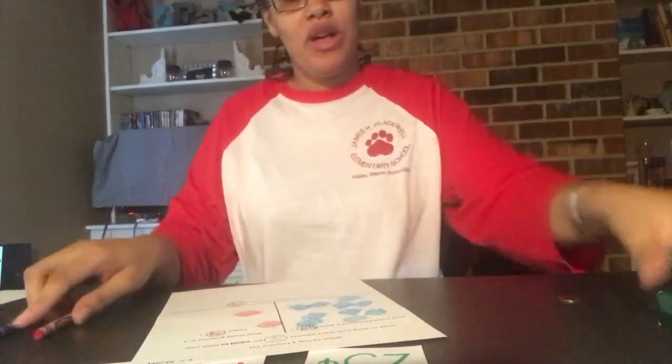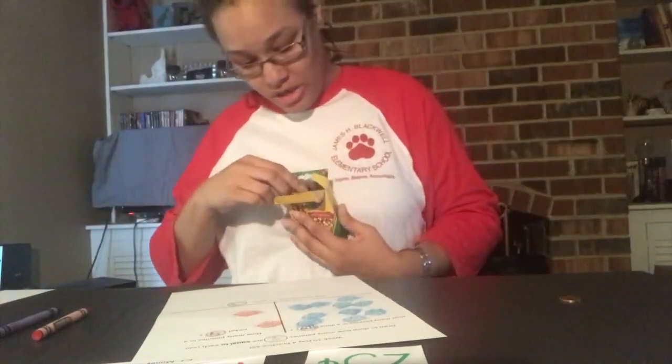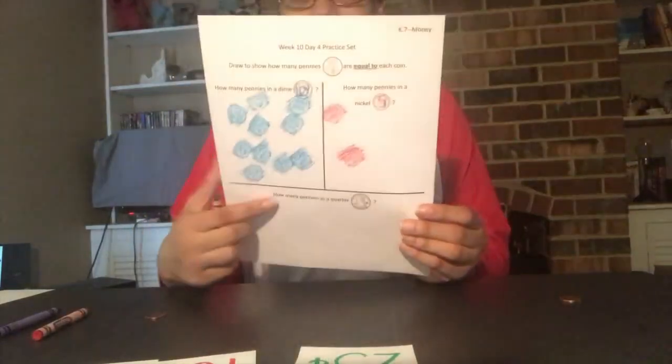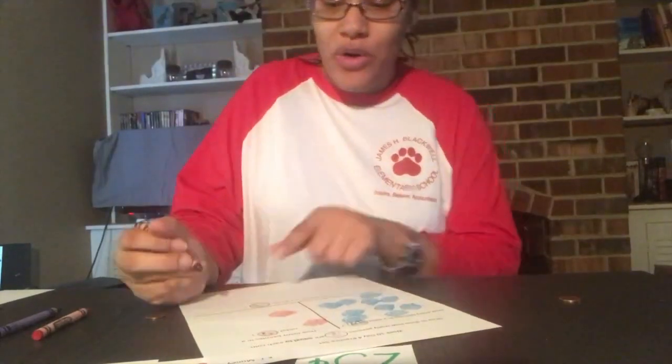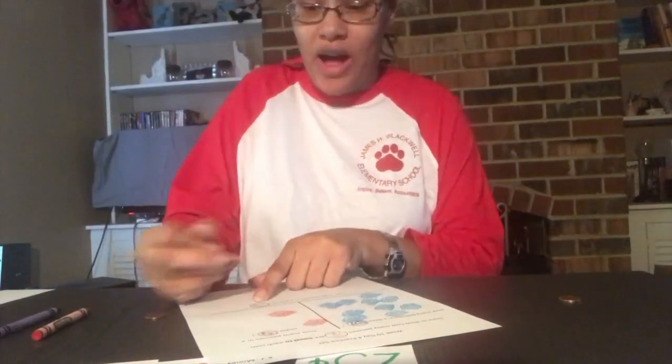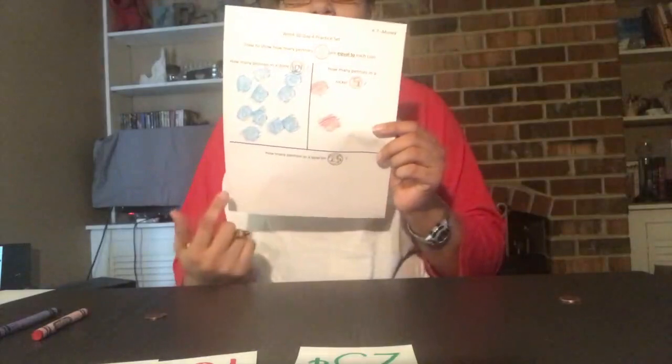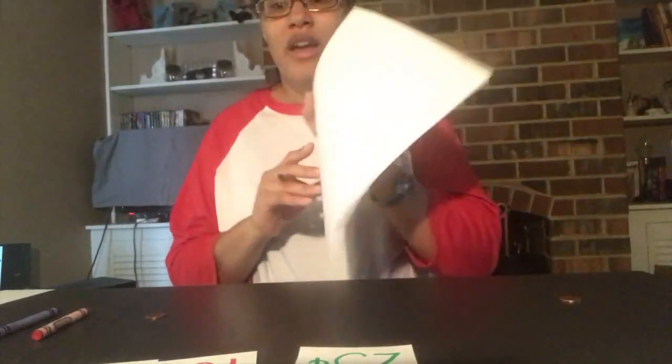I gotta pick one more color because we have one more to do. I'll do brown. Then it says how many pennies in a quarter. So how many pennies in a quarter? A quarter is worth 25 cents. So I'm going to put a 25. So I know that I need to use all of this space so I can show 25 pennies.